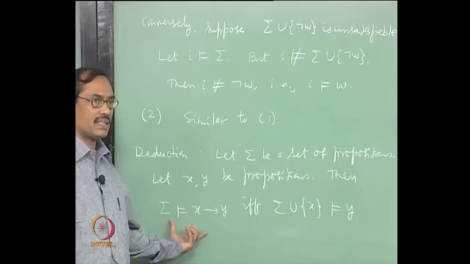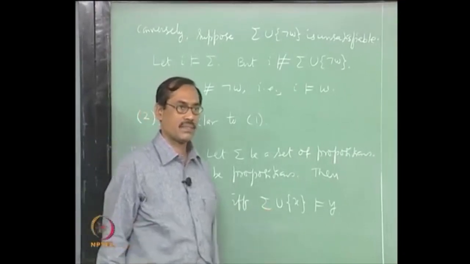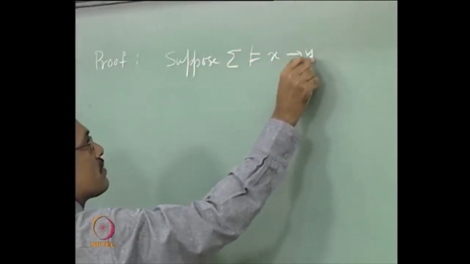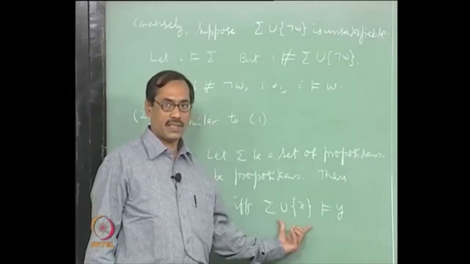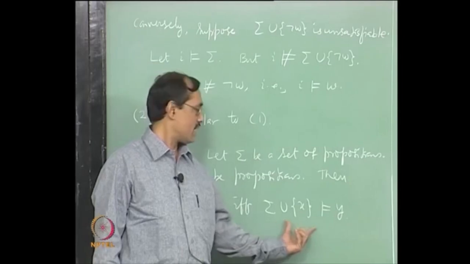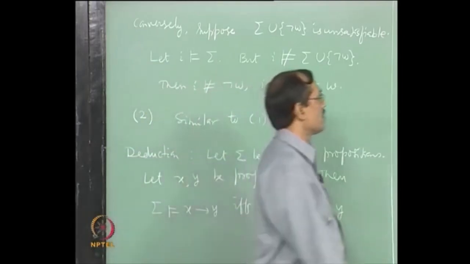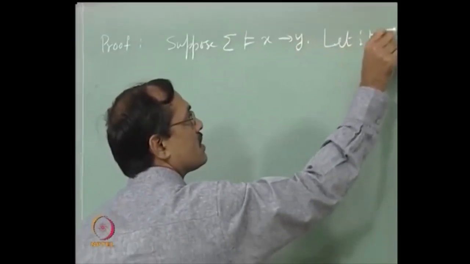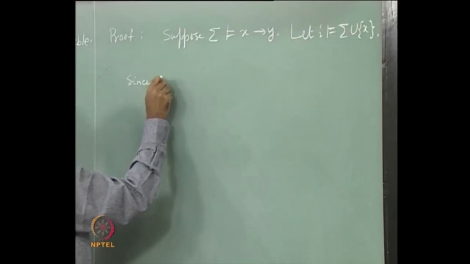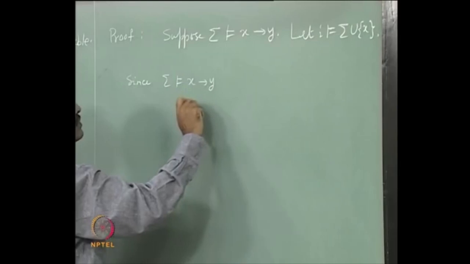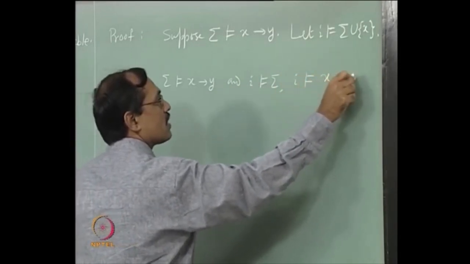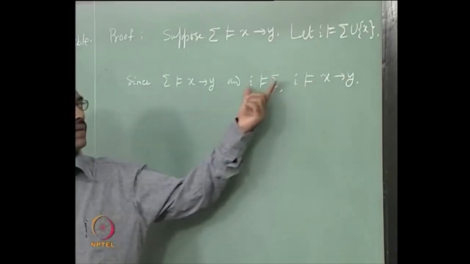So let us assume sigma entails x implies y. Try to show that sigma union x entails y. Our aim is to show sigma union x entails y. So that means we have to start with a model of sigma union x and end with showing that it is a model of y. Okay. So let I be a model of sigma union x. Since sigma entails x implies y, and I is a model of sigma, I has to be a model of x implies y. I is a model of sigma because it is a model of a bigger set.